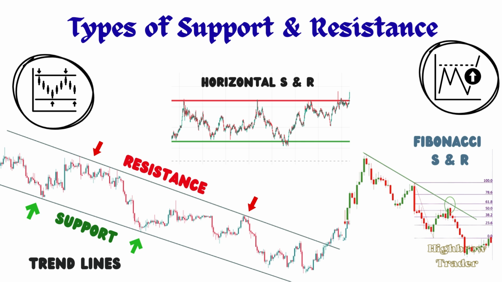Not all support and resistance levels look the same. There are horizontal levels, trend lines, moving averages, Fibonacci zones, and more. Each type works differently depending on market conditions. Understanding each kind will help you adapt to different strategies. The images on the screen show visual examples of each type.